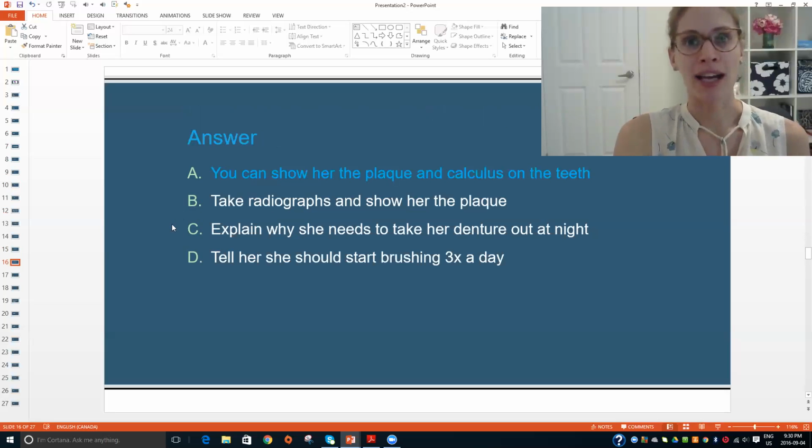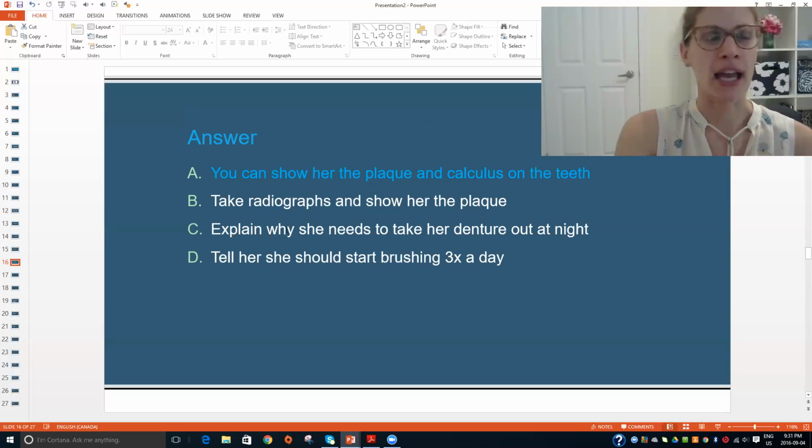B is not correct. Can anybody tell me why? Some of you picked B, but please tell me why B is not correct. Actually, it's the way the question is worded, so this may not make sense. I'm reading the question as if B is saying that you can see plaque in x-rays. So you can't. Does everybody know that you can't see plaque in x-rays? I hope so. Calculus, yes, you can if it's heavy, but you can't see plaque in x-rays.